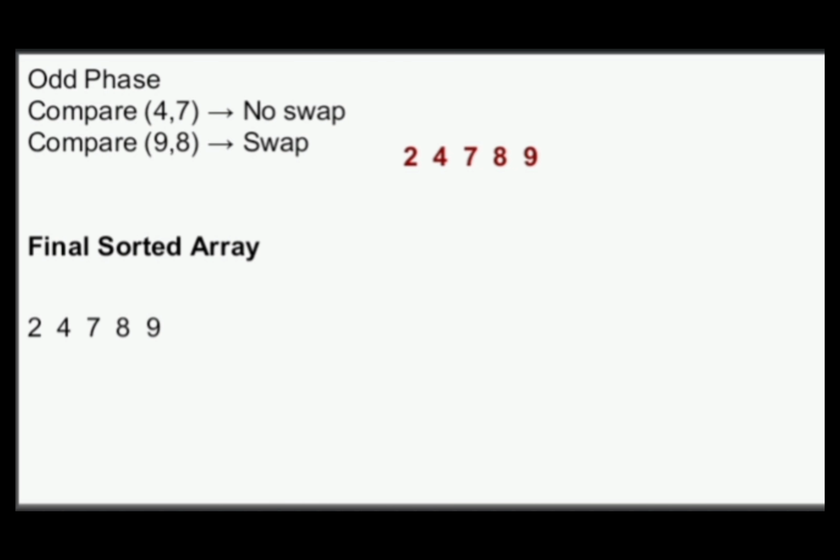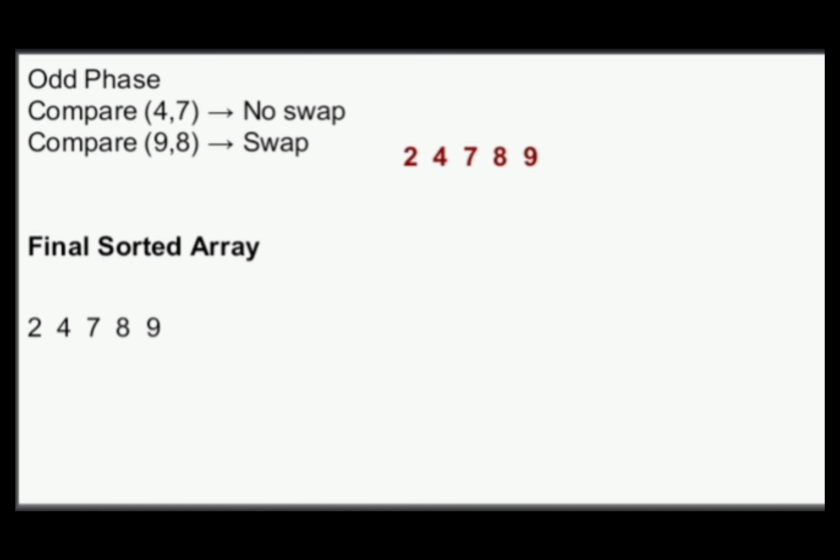Compare 9 and 8. 9 is greater than 8. They are in the wrong order. Even phase. Now compare adjacent elements again. 2, 4 in correct order. No swap. 7, 8 correct order. No swap. Final result: 2, 4, 7, 8, 9.